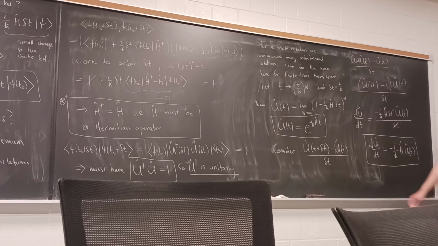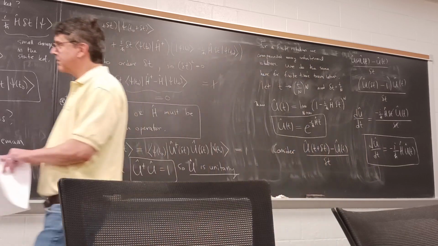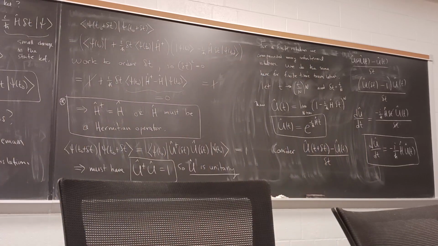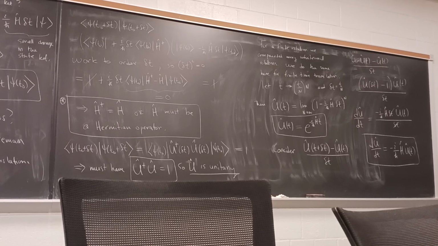You can also get it very simply by just differentiating the exponential, but it's useful to see that kind of manipulation. Okay, so let's let it act now on a state ket.